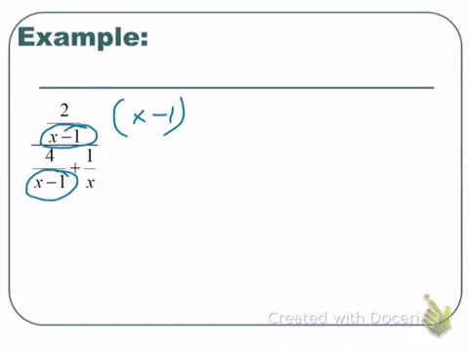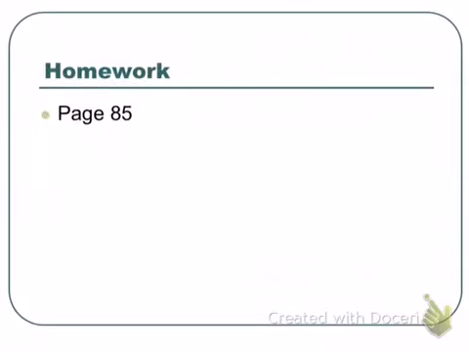Now, if I had x minus 1 squared anywhere in my problem, then I would need to use 2 factors of x minus 1 to get rid of that. Okay, but as long as you just have one factor of x minus 1 anywhere, you only need one to eliminate. Okay, now your homework is page 85.